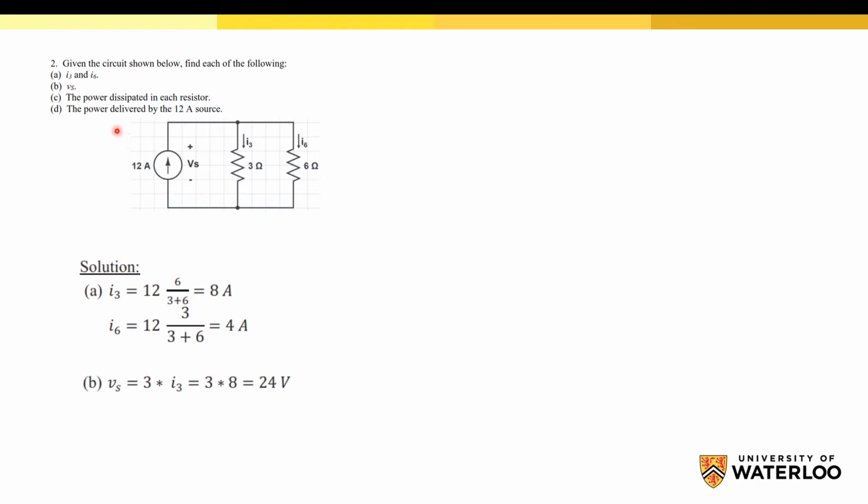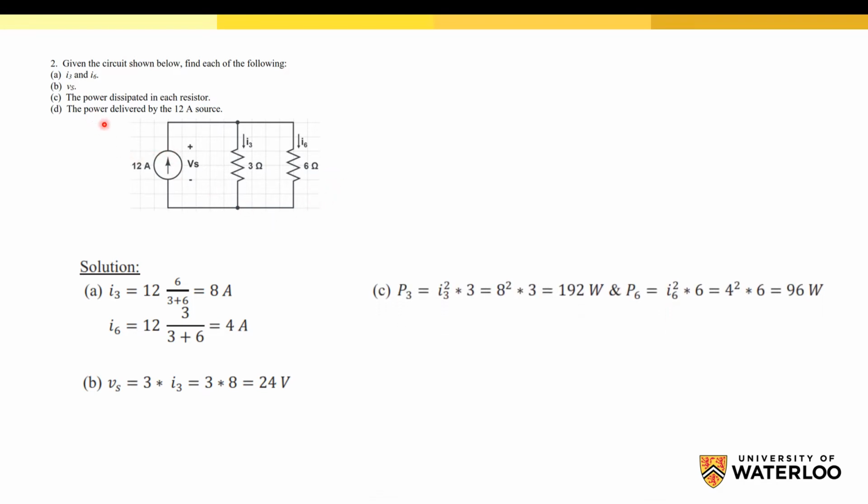For the next part, we need to calculate the power dissipated in each resistor. I told you that the power dissipated in a resistor is equal to the current squared times the resistance. So we have I3 squared times 3, or I6 squared times 6, or we can use the current times the voltage. So I3 times this Vs is the power dissipated in the 3 ohm, and I6 times Vs is the power dissipated in the 6 ohm.